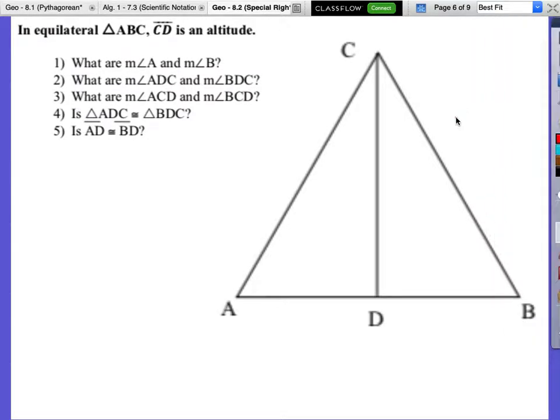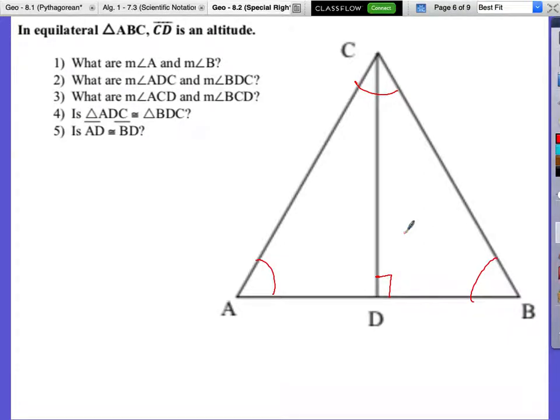Equilateral triangle ABC. Equilateral triangle, what's that tell us? All the sides are congruent and all the angles are congruent. So we know all these angles measure 60 degrees. Okay? And CD is an altitude. Altitude, what's that mean? It goes from the vertex to the opposite side and makes a right angle. Very good. And it kind of splits this triangle, right?